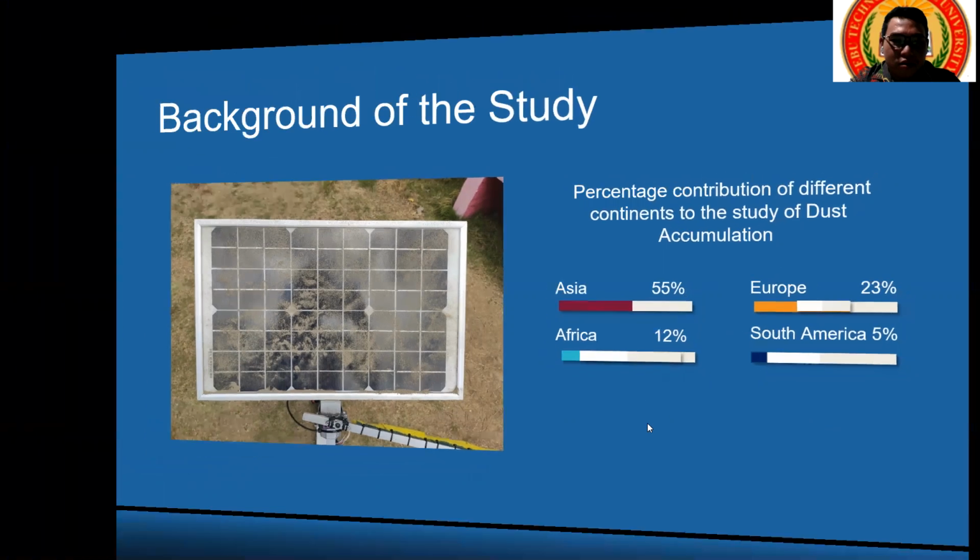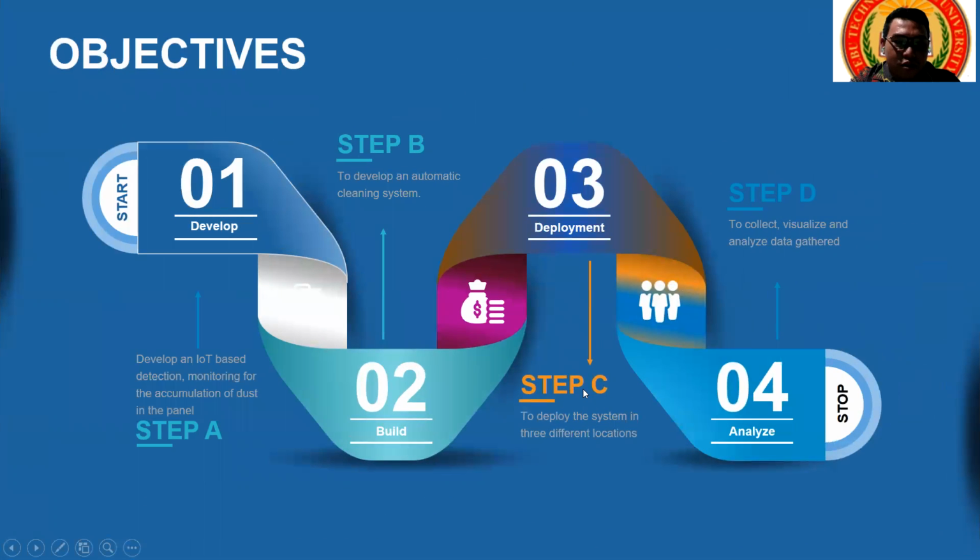So soiling plays a great role in degrading the performance of the panel. The dust accumulation lessens the efficiency and creates hotspots in the panel.